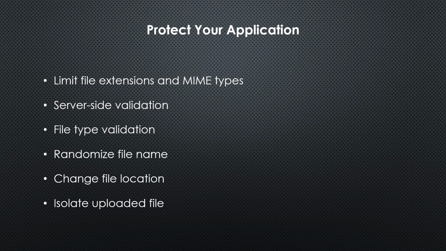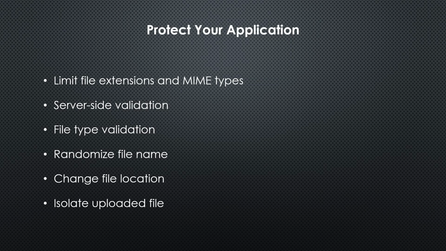Okay, now it's time to discuss how you can protect your application. We have discussed this in other sections of the video, so I'm going to walk you through it. First things first, limit file extensions and MIME types. Define a whitelist that only allows what is required in your application, and only allow users to upload those types of files.